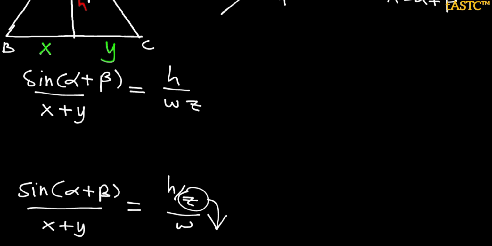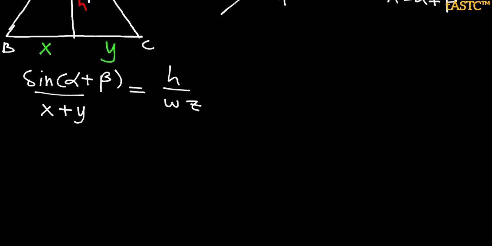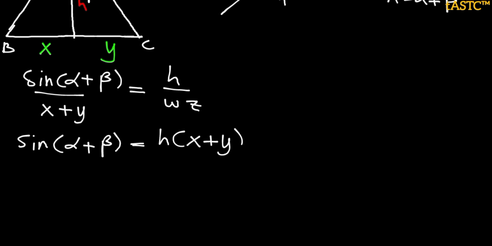Next up, I want to cross multiply using X plus Y. So what is that going to look like? So I'm going to have sine of alpha plus beta. That will be X multiplied by, H multiplied by X plus Y, divided by WZ.